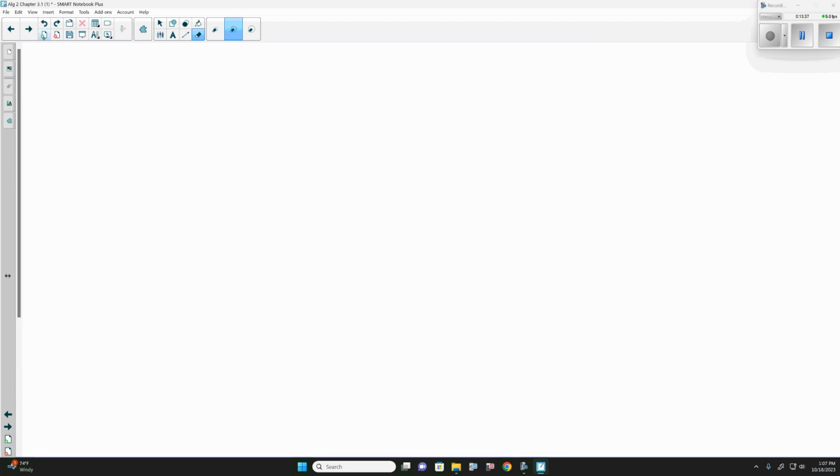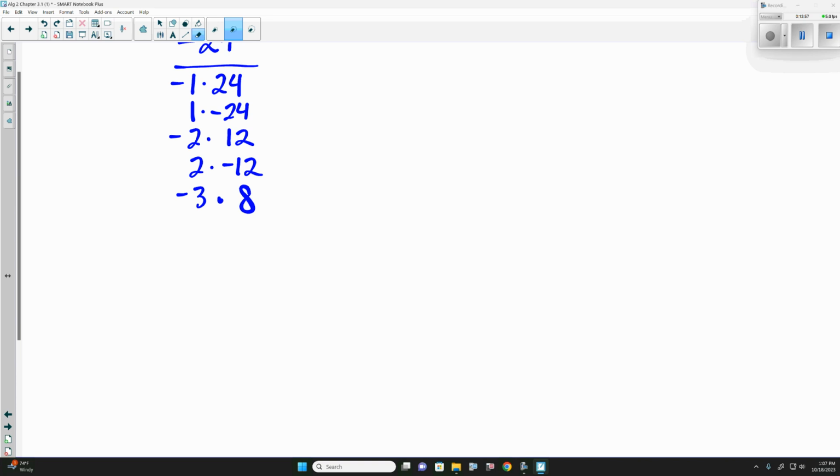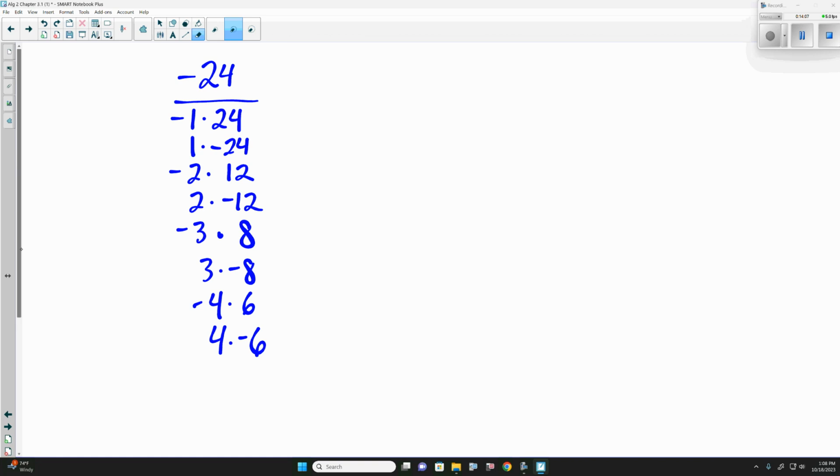Now, if I said negative 24, well, we'd have negative 1 and 24, 1 and negative 24, negative 2 and 12, 2 and negative 12, negative 3 and 8, 3 and negative 8, negative 4 and 6, 4 and negative 6. That's 8 pairs, if we're actually looking at it with the factors with that sign.